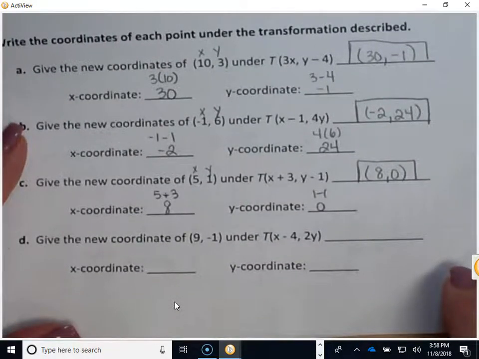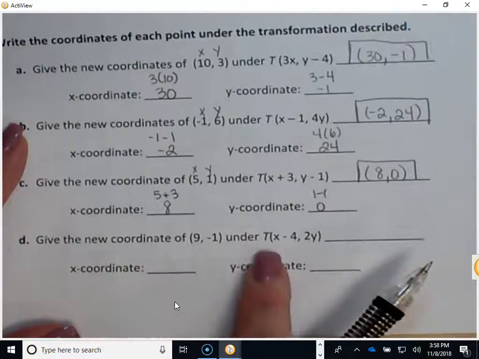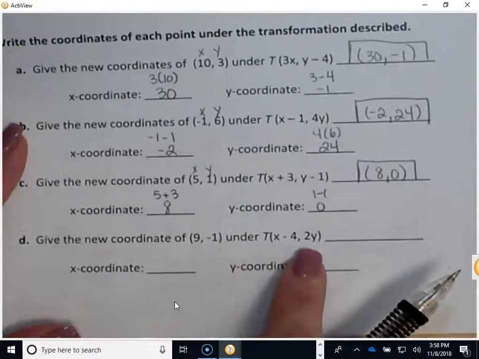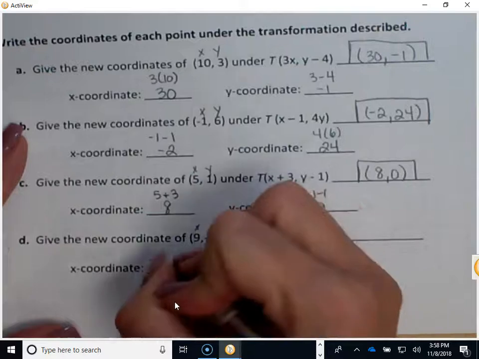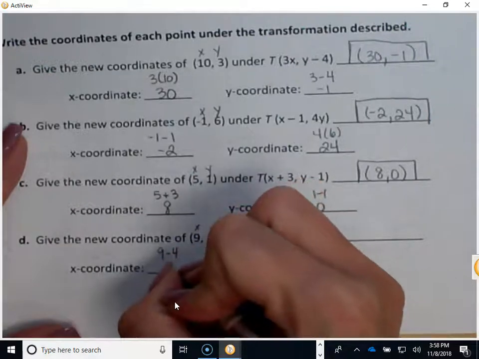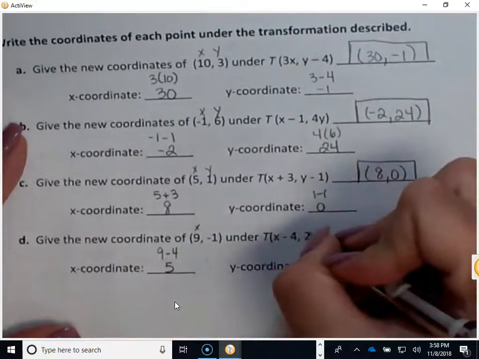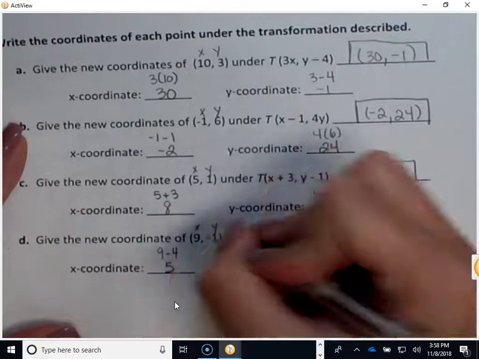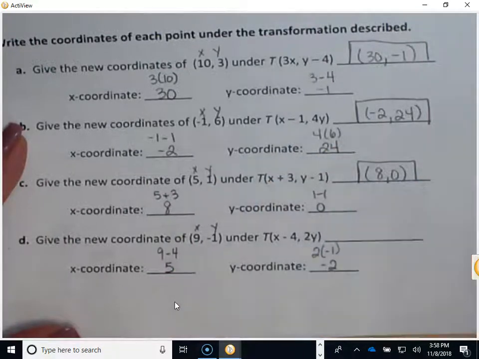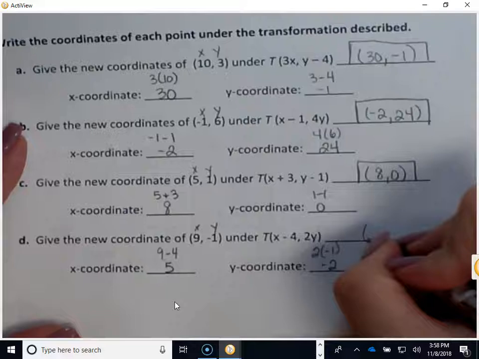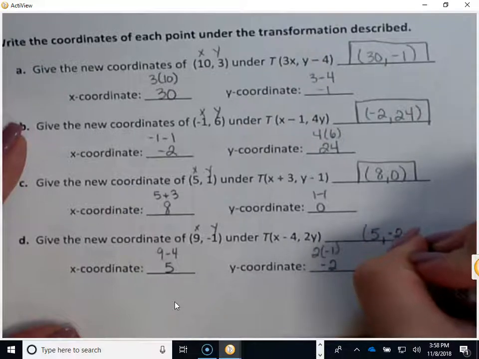Part D, give the new coordinates of 9, 1 under the transformation of x minus 4 and 2y. X minus 4 means we take our x coordinate and subtract 4. So 9 minus 4 gives me 5. For 2y means we take 2 times whatever our y is. Well, our y is negative 1. So 2 times negative 1 gives me negative 2. So our ordered pair is 5, negative 2.